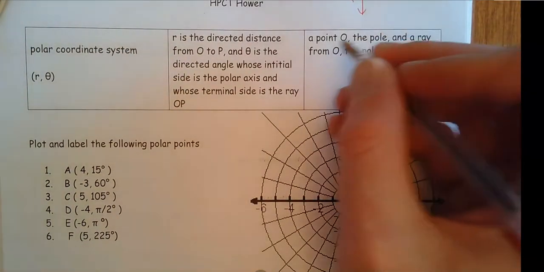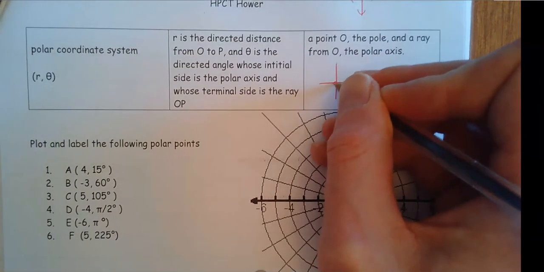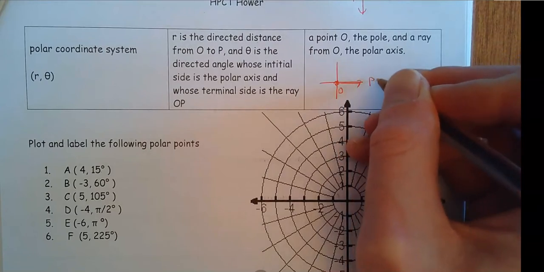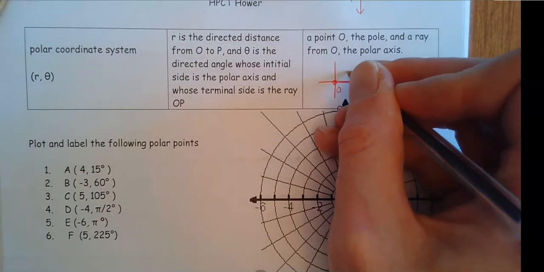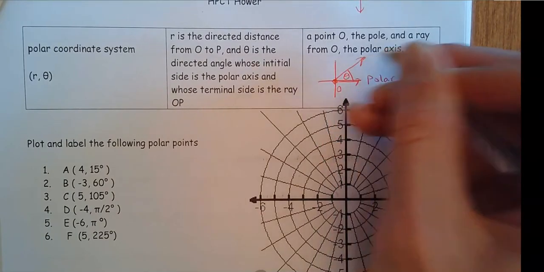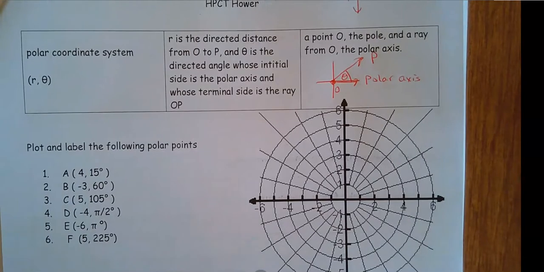So again, point O is here. Point O is the origin. Here's the polar axis, and then we open up counterclockwise. We open up theta degrees, and over here would be our point P. If we're looking at all this stuff over here.